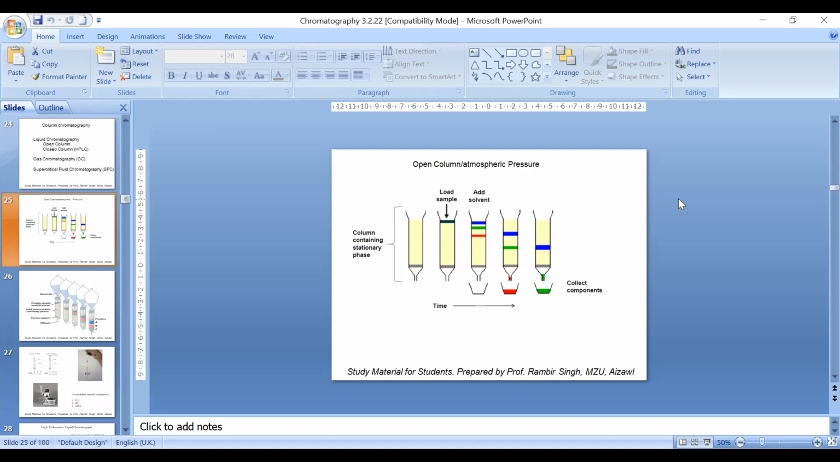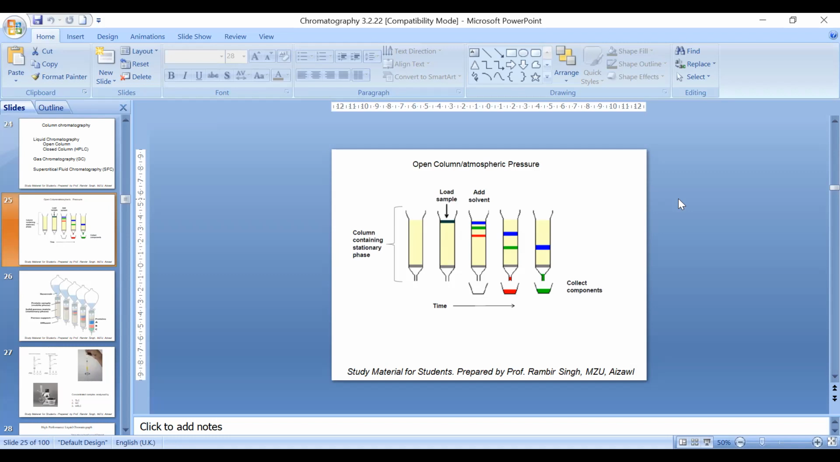What problem will you face here? When the particle size has reduced, there is a flow resistance. The gravitational force is not able to move the liquid now.